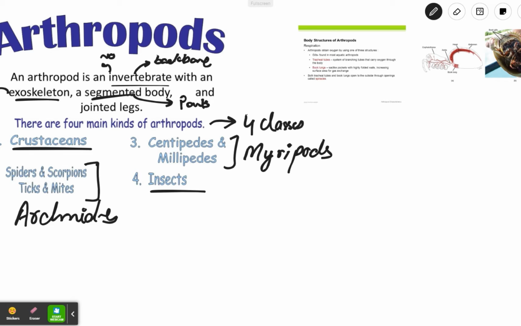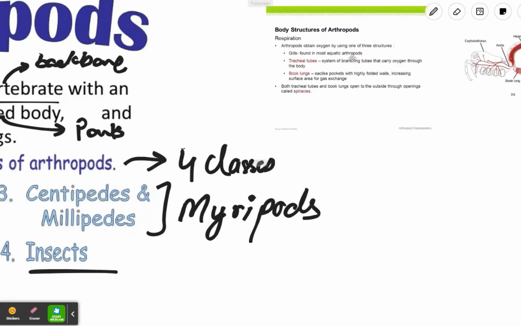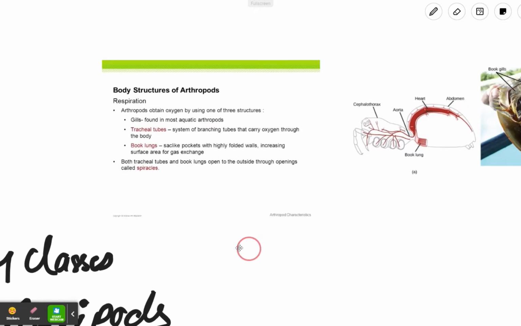Okay, so here are some special qualities of them. If I explain the overall structure of arthropods, things are going to become easier for you when we study the classes of arthropods. So here they are. Body structure of arthropods. Here we go.